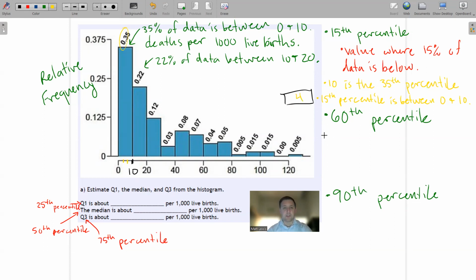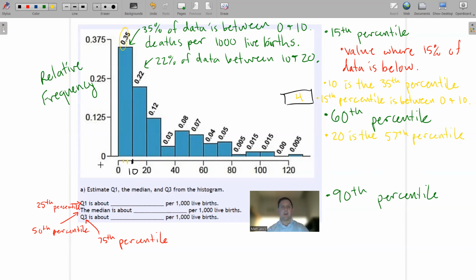Let's talk the 60th percentile. We've already established that 10 is the 35th percentile. Maybe let's make another similar statement. Let's look at 20. So can we make a statement about 20? Well, 20 is going to be the 57th percentile.